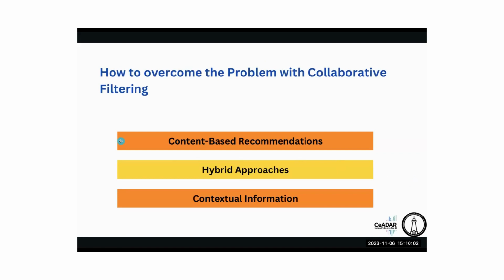How can we overcome the problems of collaborative filtering? There are three different approaches to overcome them: content-based recommendations, hybrid approaches, and contextual information. These are three different types of models, which we're going to be discussing further. Based on them, we can overcome our problems.